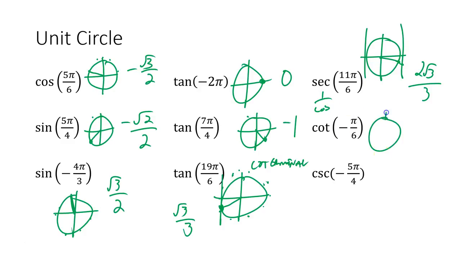Cotangent of negative pi over 6. Negative pi over 6 puts us in the same spot. Cotangent there is, and use the cotangent lines, it's the long value for cotangent, that is root 3, and it's going to be negative because sine and cosine have different signs there.